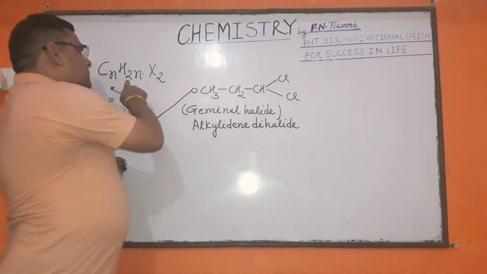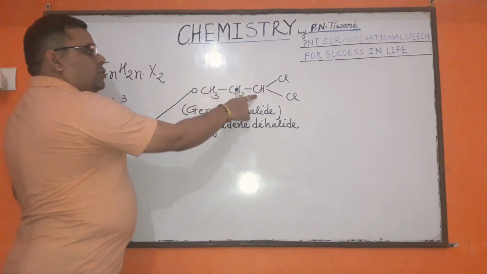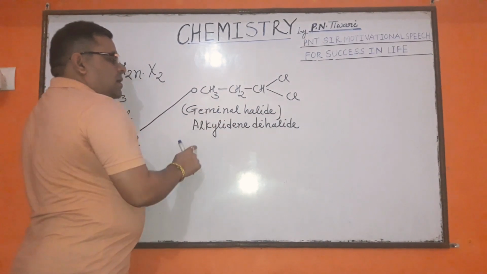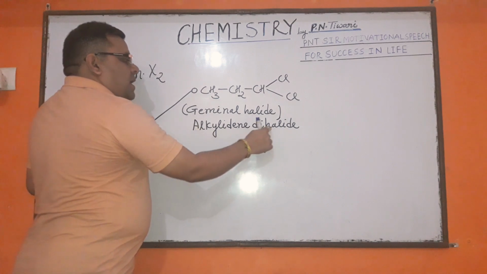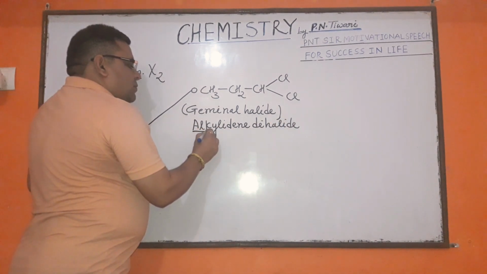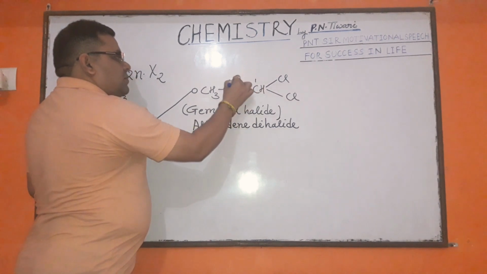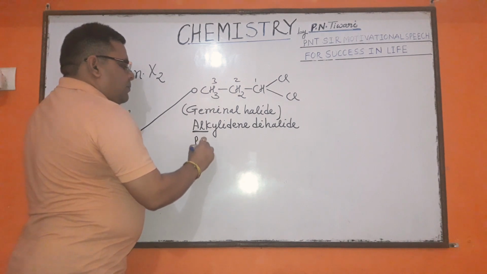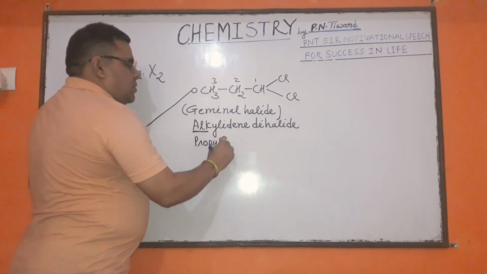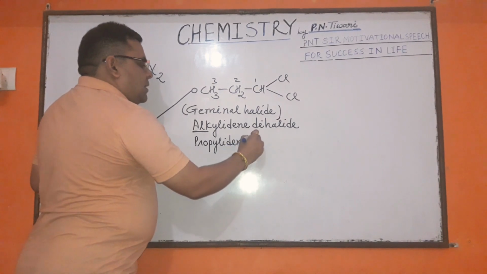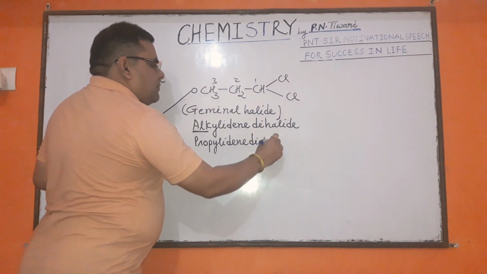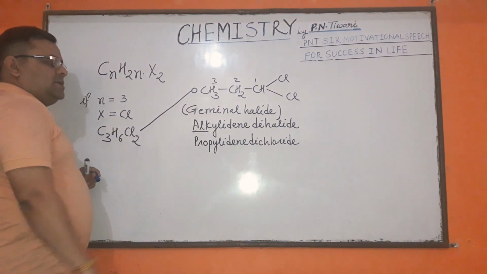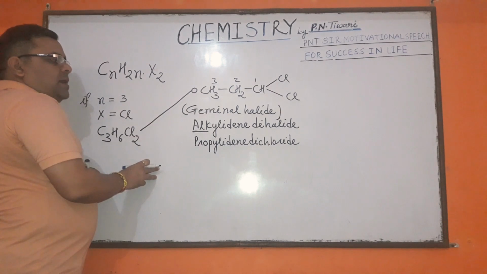Those dihalogen derivative in which both the halogen elements are linked with the same carbon element are called geminal halide. And the common naming is done according to alkylidene dihalide, where alk is word root. So what is the total number of carbon in this word root? This word root has 3 carbon, therefore its common name will be propylidene dichloride. This is the common name of this geminal halide, propylidene dichloride.